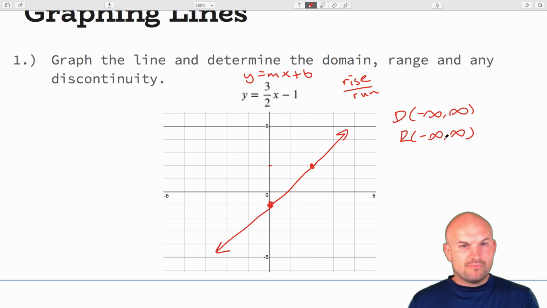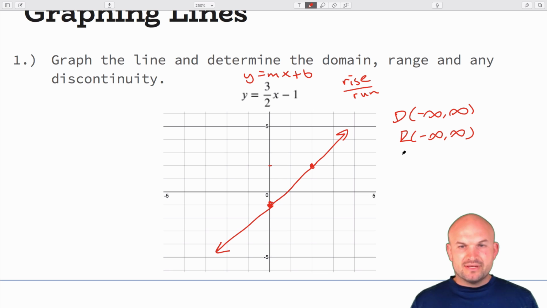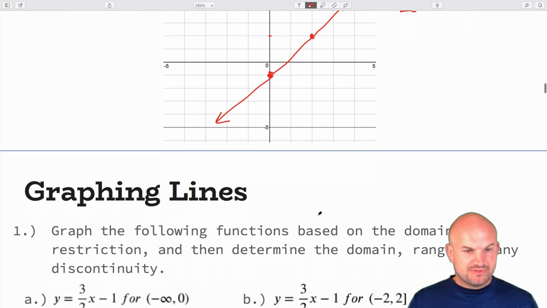And I think this is very important because when we talked about the transformations of functions last chapter, whatever we did to this function, it didn't really matter. The domain and range were always going to be the same. However, if we restrict this domain, what actually happens? That's what we're going to discuss in these next couple of examples.